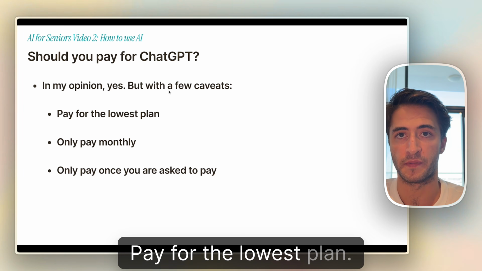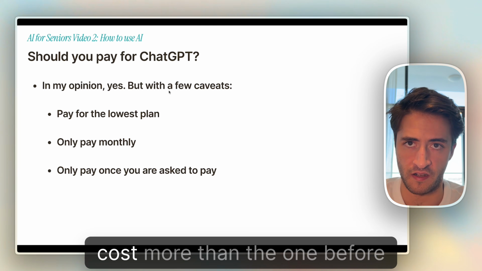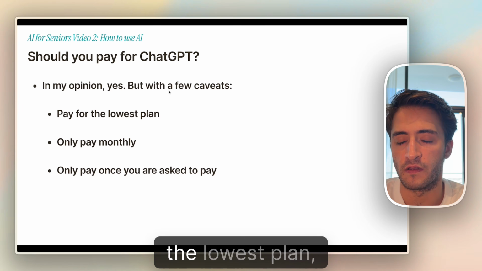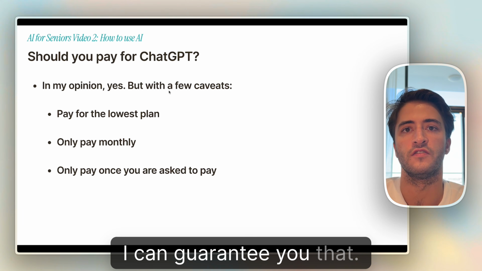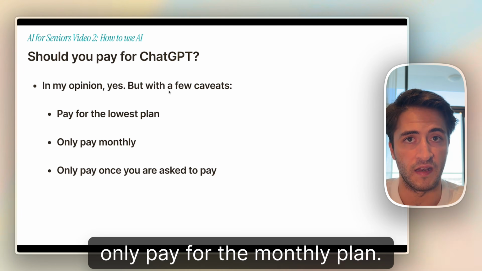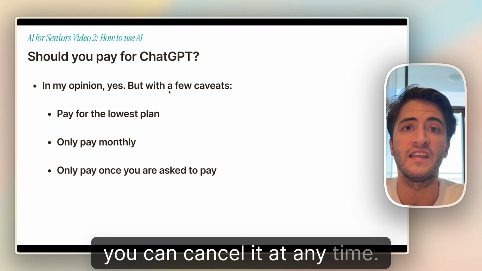Pay for the lowest plan. ChatGPT will offer you 3-4 different plans that each cost more than the one before it, and you never need more than the lowest plan. I can guarantee you that. Then if you do want to pay for it, only pay for the monthly plan. Never go for the yearly plan. With the monthly plan, you can cancel it at any time.